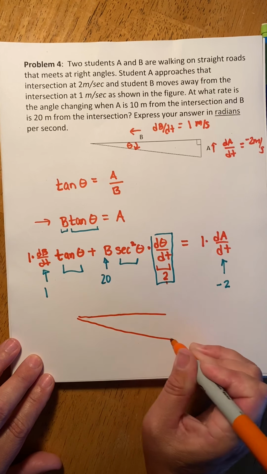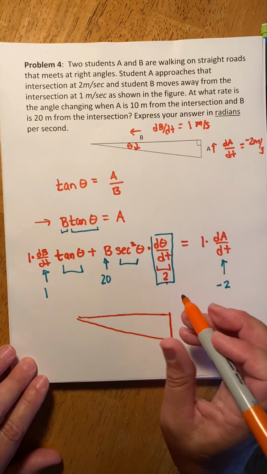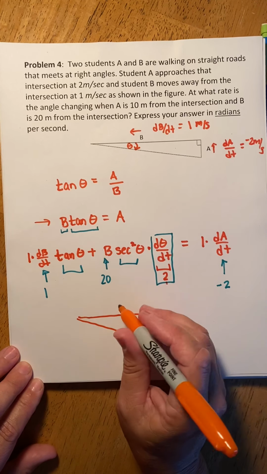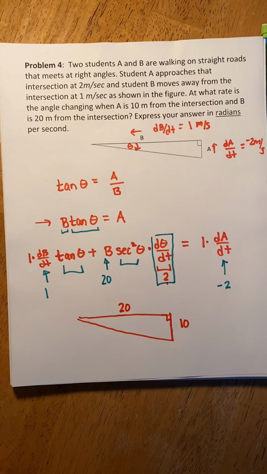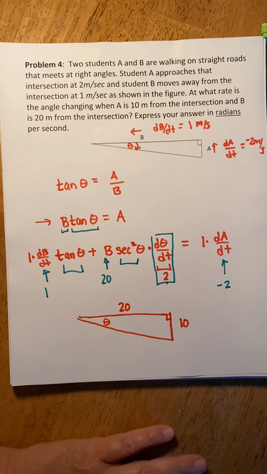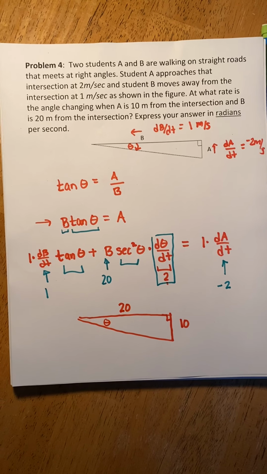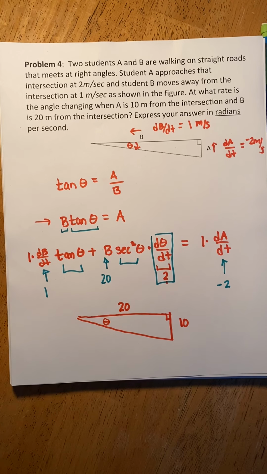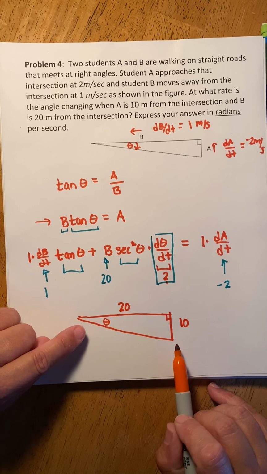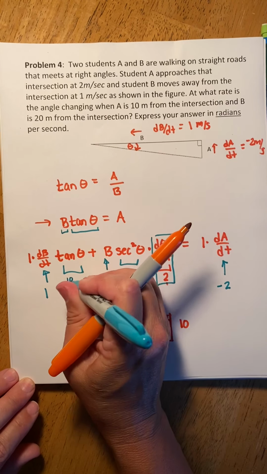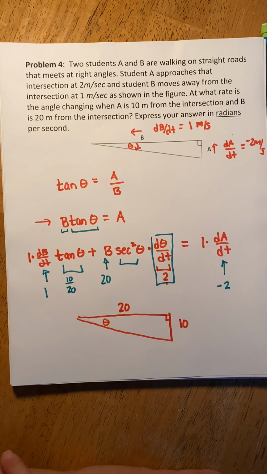So when we look at our snapshot, right at this instant of interest, we know here A is now 10 and B is 20. And here is the angle. Now, I don't ever care what the angle is, but I do need to know both the tangent of the angle and the secant of the angle. Looking at this picture, the tangent of the angle is the opposite over the adjacent. So this is 10 over 20, or you could just call that 10 halves.